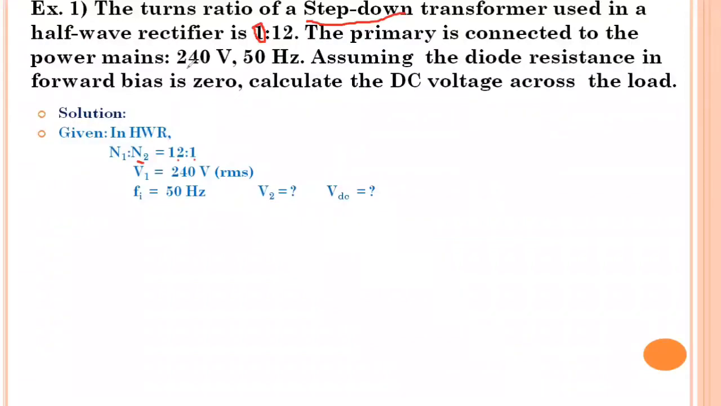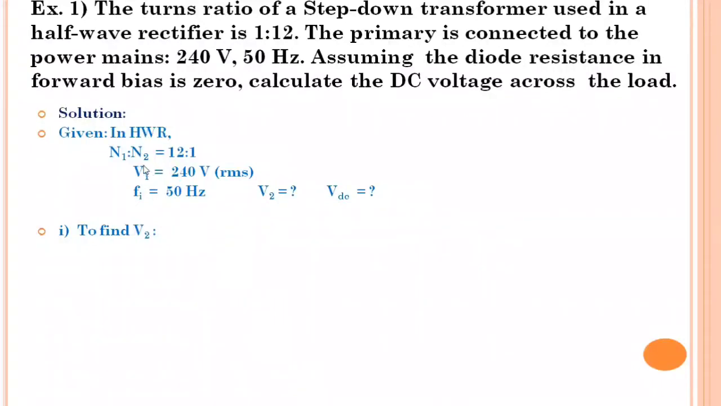Then the primary voltage V1 is 240 volt in RMS value. Then the frequency of the input AC is 50 Hz. We have to find out the DC voltage. For that, one should know the voltage across the secondary of the transformer, which is actually the AC input voltage for the rectifier circuit. Right? Then we'll see step by step. The first step is to calculate the secondary voltage V2 of the transformer.